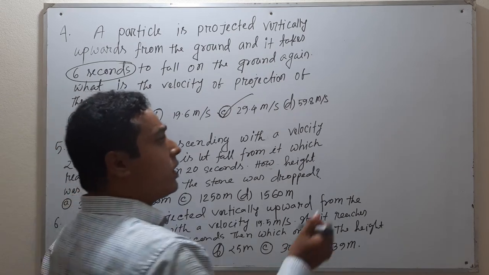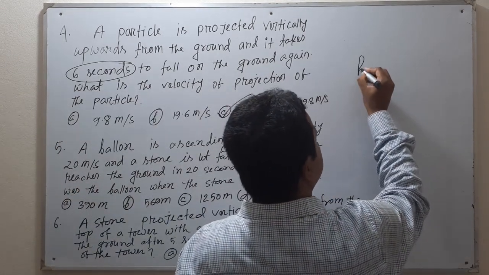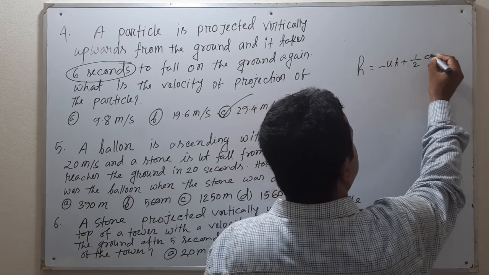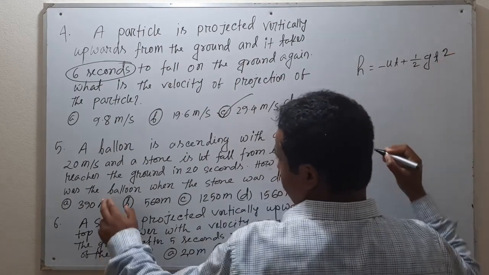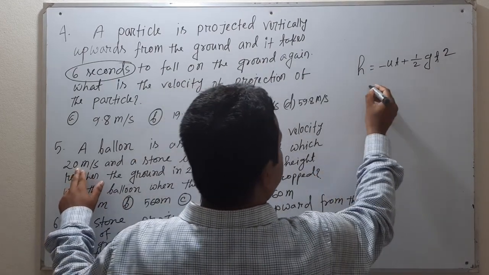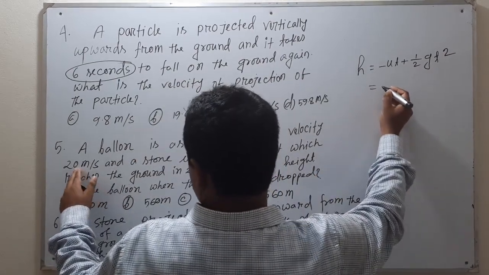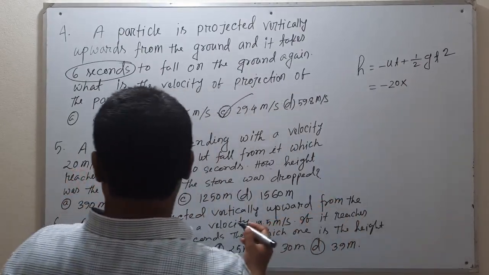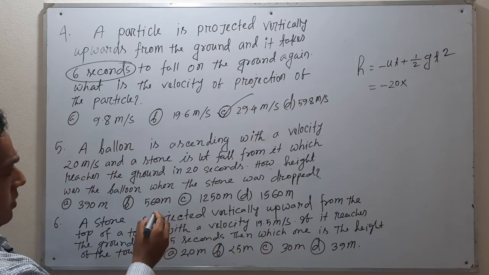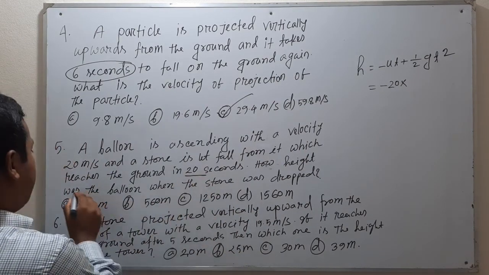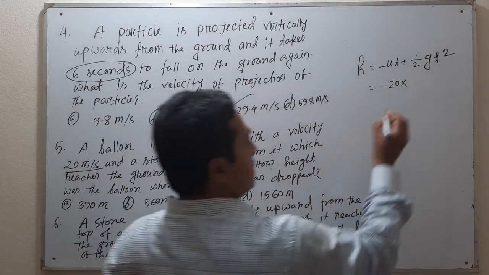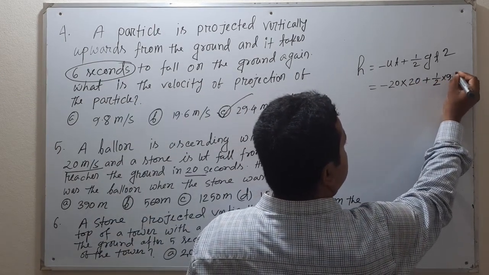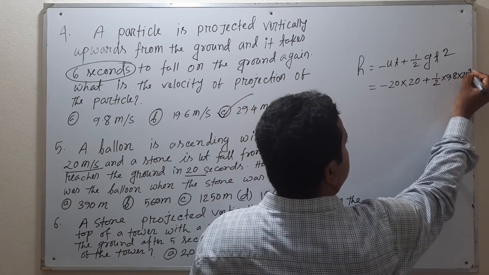Okay, we want to apply the formula h is equal to minus ut plus half of gt square for this problem. Where h is minus u, 20, into t, time is 20 seconds and velocity is 20, plus half of 9.8 into 20 square.